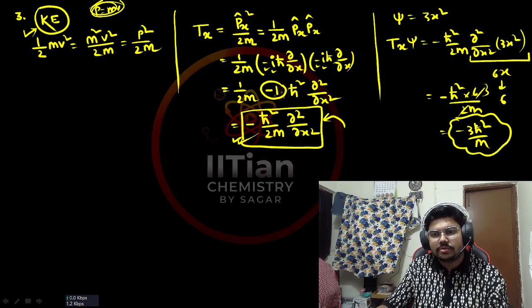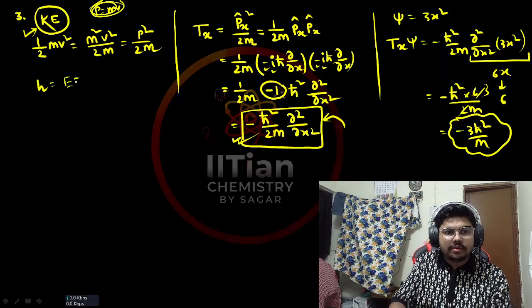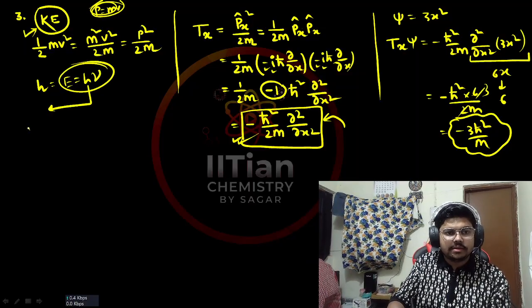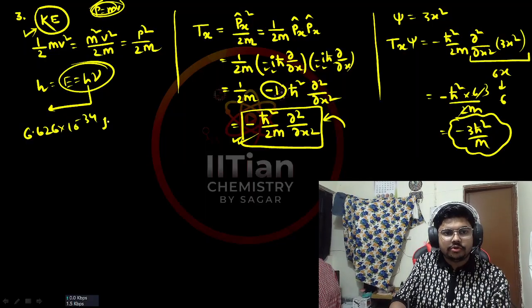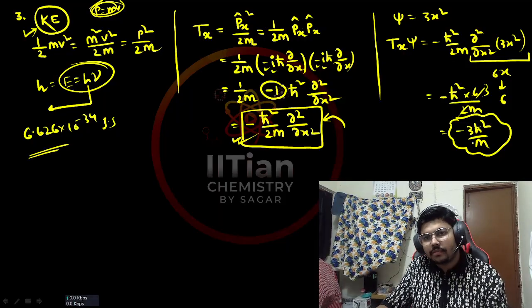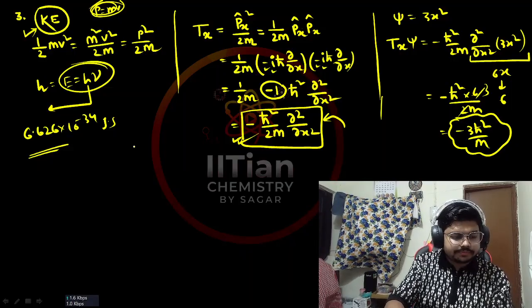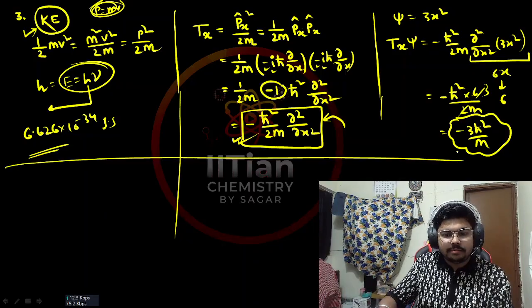Okay, now we just have to put in the value. h is basically the Planck constant, E equals h nu, you know the Planck equation. This h is 6.626 into 10 to the power minus 34 joule second. Okay, so this is the operation we have understood. Now the third thing is completed.